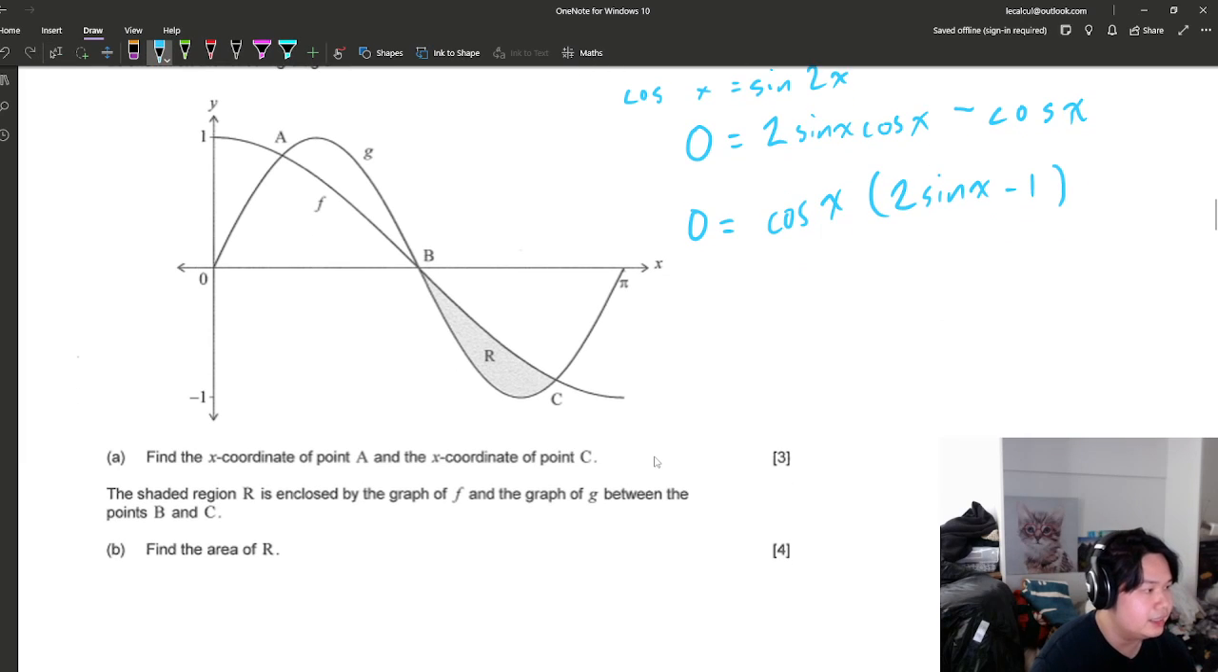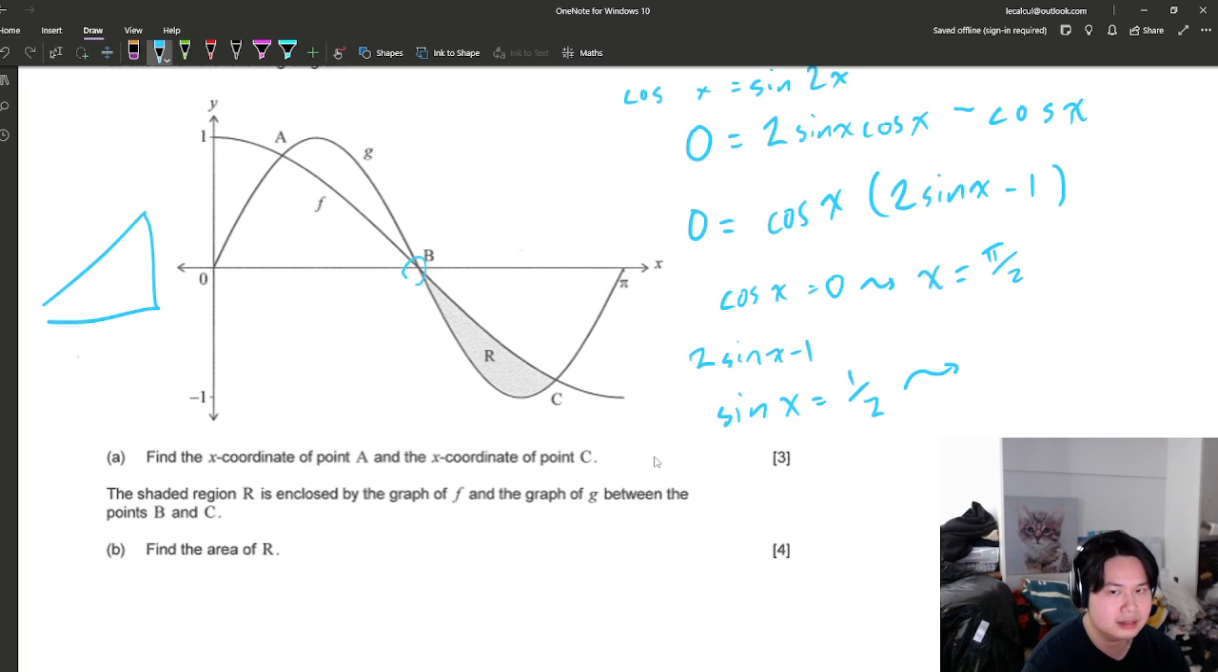Okay, and then from here, either cosine x is 0, so this gives us x is pi over 2, but we already knew that one, that was b. So the other two are from the 2 sine x minus 1, which basically is the same as finding out when is sine x 1/2. So this is special triangles, right? 1, 2, so this should be pi over 6, 30 degrees. So that one is A, right?